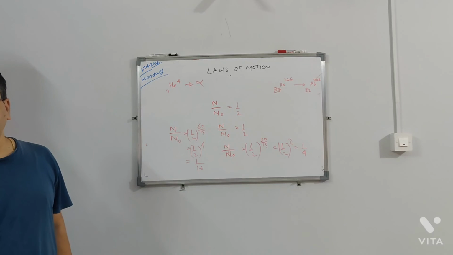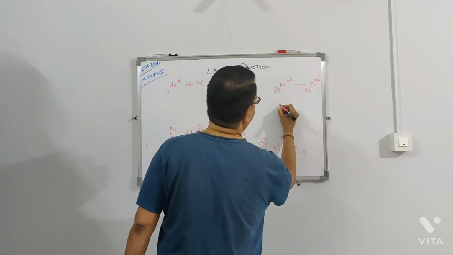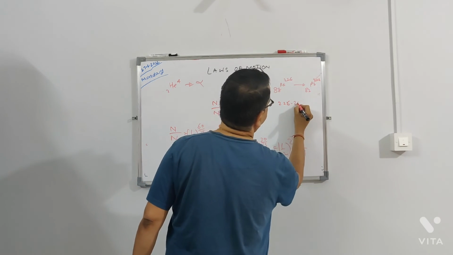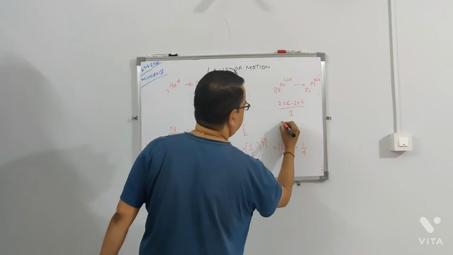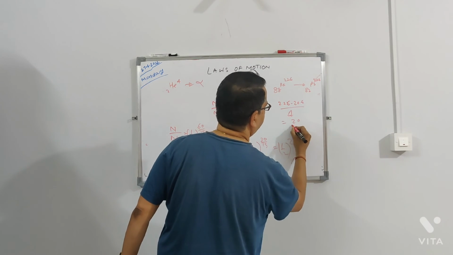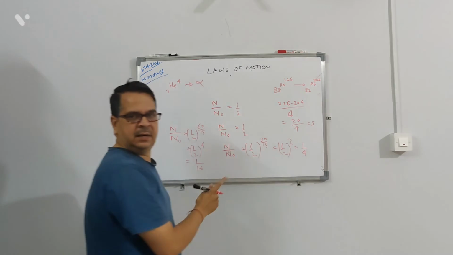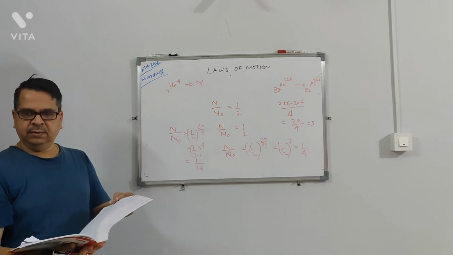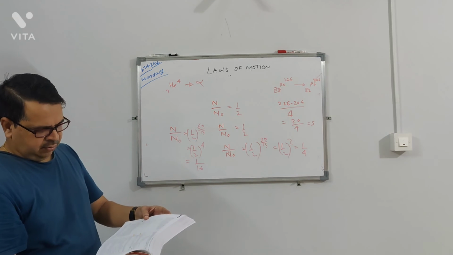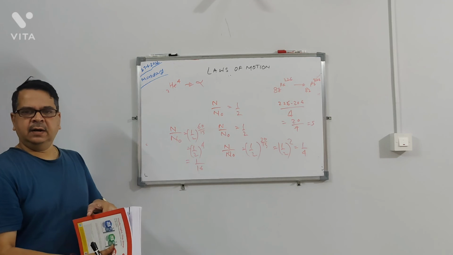Alpha ray is nothing but a helium nucleus. So you can see that 226 minus 206, divided by 4, because the mass of helium is 4. So this is 20 divided by 4, which means 5 alpha rays are emitted. These are simple questions you should never leave. So this is about half-life.